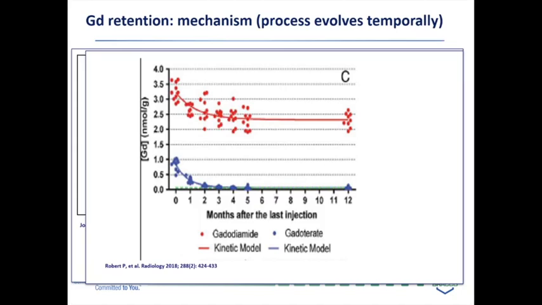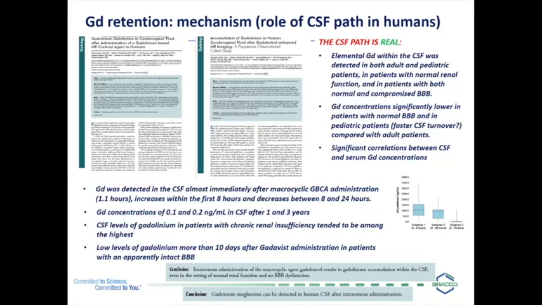One more study by Robert and colleagues proved that after the last injection of Omniscan, 75% of the total gadolinium was retained in the cerebellum at 1 year, while Dotarem showed a much more significant, rapid, and time-dependent washout.